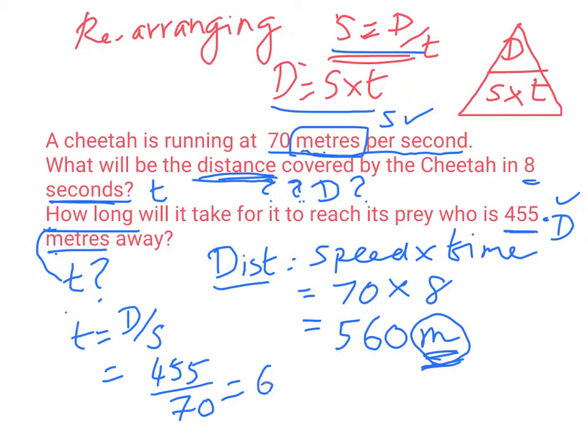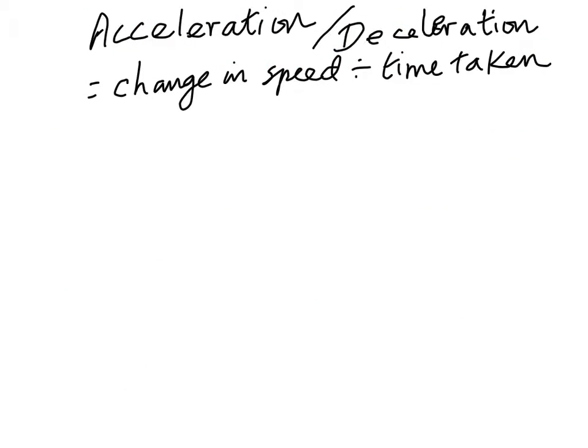So you should have got 6.5 seconds. Notice the unit here. This time it is seconds because we are working out the time taken for the cheetah to reach its prey, who is at 450 meters away. Again you have to check and make sure that it matches with the unit of the speed. So that unit is from there.